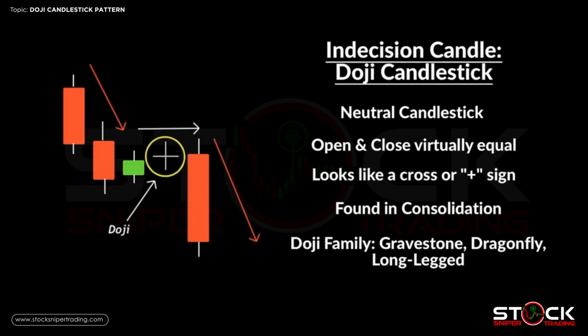A doji is a name for a session in which a candlestick for a security has an open and close that are virtually equal and are often components in patterns. Doji candlesticks look like a cross, an inverted cross, or a plus sign. Alone, dojis are neutral patterns that are also featured in a number of important candlestick patterns.